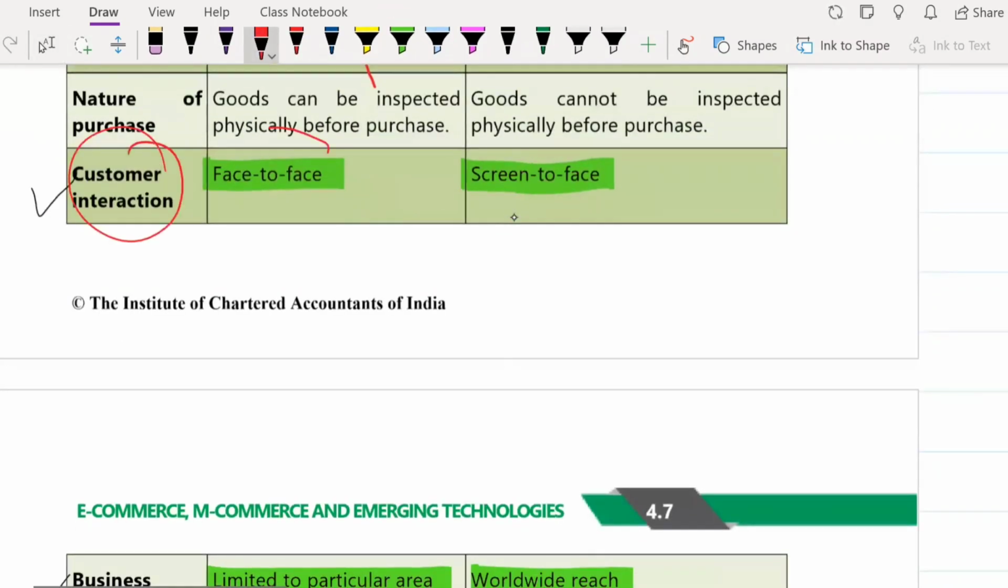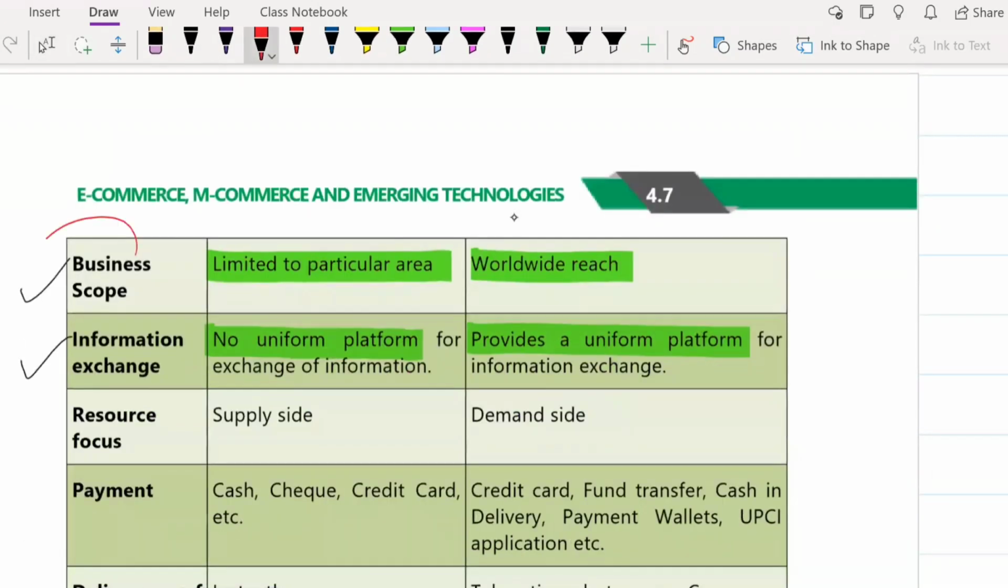Next is customer interaction. Usually in olden days, or traditional commerce, it was face to face. Now everything is screen to face. Even now when we are studying, it is screen to face only. Whereas before the pandemic, it was mostly offline classes where the teacher used to come to the class and take classes, right?